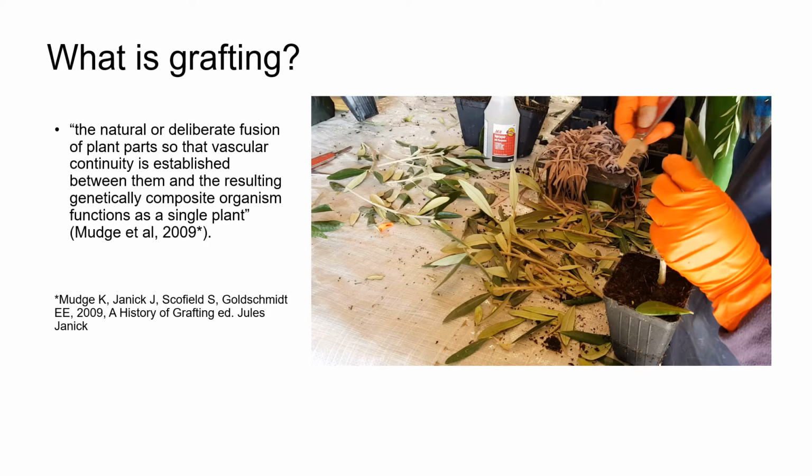A good formal definition of grafting was provided in a review of the history of grafting by Dr. Ken Mudge from Cornell University and his associates. They defined grafting as the natural or deliberate fusion of plant parts so that vascular continuity is established between them, and the resulting genetically composite organism functions as a single plant. Let's start by just showing you a quick video of what grafting is.